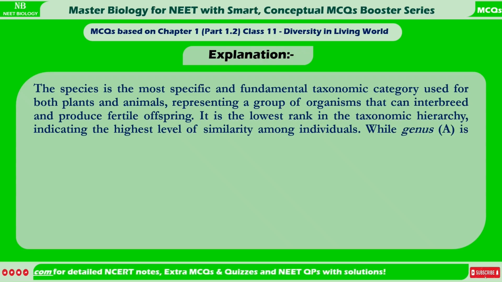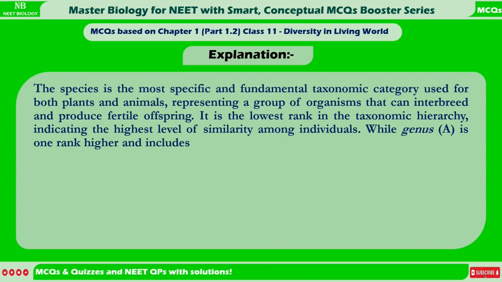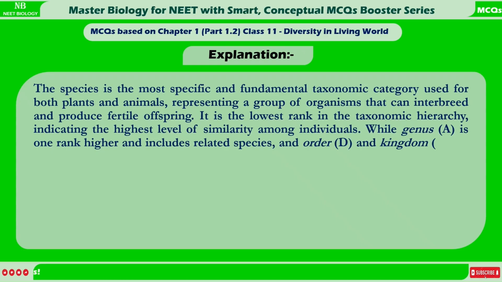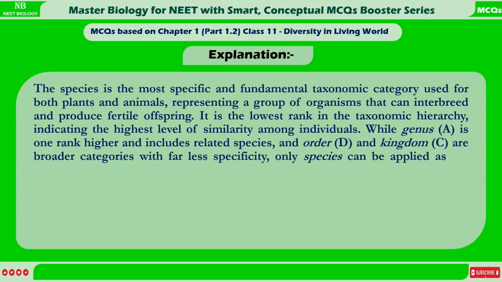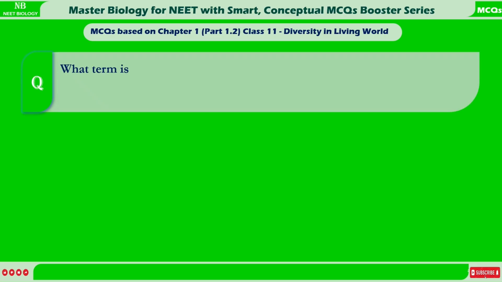While genus, A, is one rank higher and includes related species, and order, D, and kingdom, C, are broader categories with far less specificity. Only species can be applied as the lowest rank common to all life forms in classification systems. What term is used to describe any unit of classification?